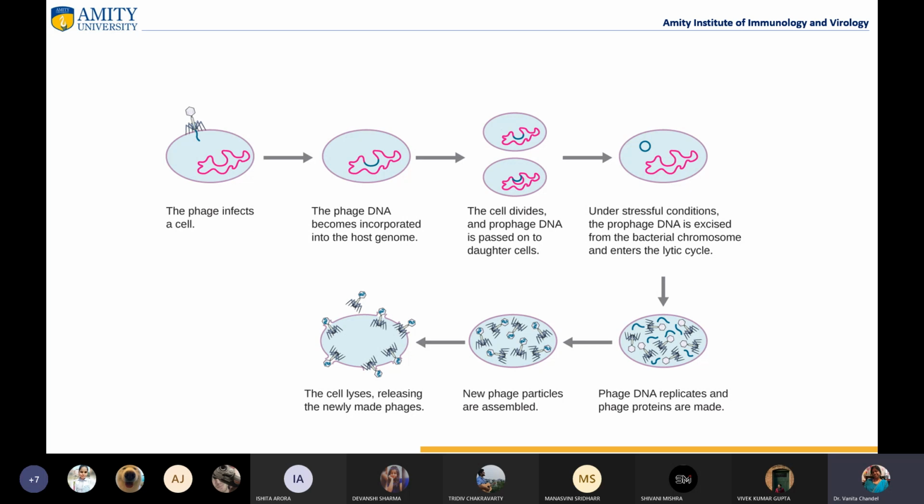The phage infects the cell. The phage DNA becomes attached to the host chromosome, the host DNA. The cell then divides and the prophage DNA is passed into the daughter cell. So it is there with the host genome. Under stressful conditions, the prophage DNA is excised from the bacterial chromosome and enters the lytic cycle. Sometimes it can enter the lytic cycle, but if it does not, the phage DNA replicates and phage proteins are made, new phage particles are assembled, and at the end, cell lysis can also take place, releasing the newly made phages. So this is how it behaves.